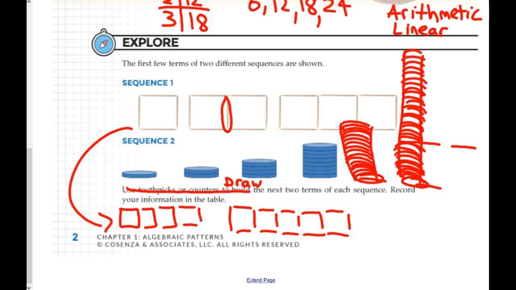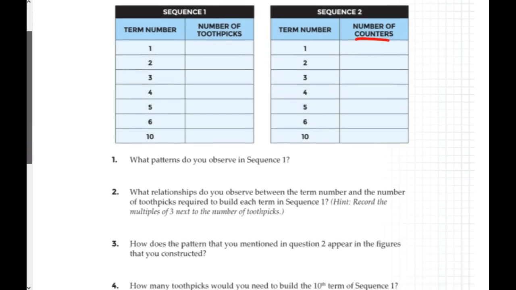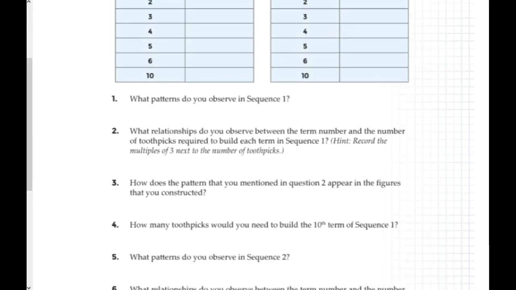So if you're done with that, flip it over, and you're going to fill out a table based on that stuff. Okay, the same exact scenarios. So the number of toothpicks, fill out the table. Number of counters, fill out the table. And I want you to for sure tell me the patterns. So I know you can for sure answer this. 1 and 5, okay? What are the patterns after you fill in that table? Go ahead and do that now.